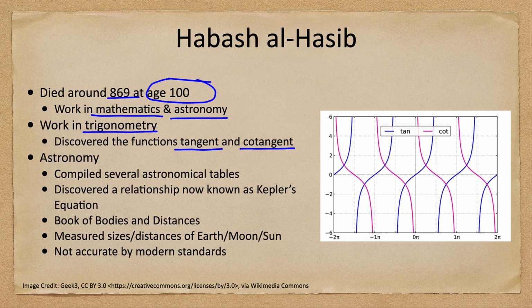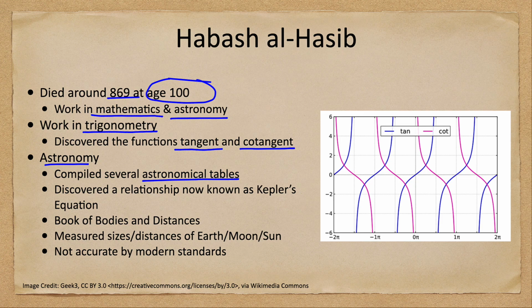In fact, related to this on the astronomical side, he did compile several different astronomical tables. So developing various different tables and having to do the calculations there to figure out positionings of things like the planets over the course of time.